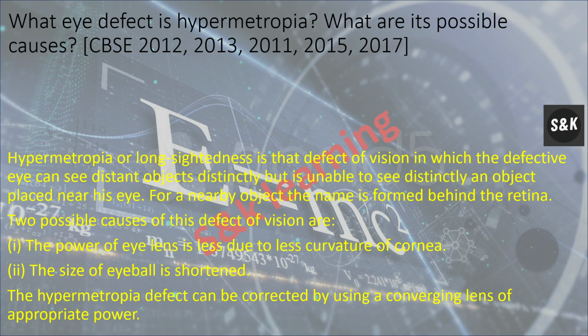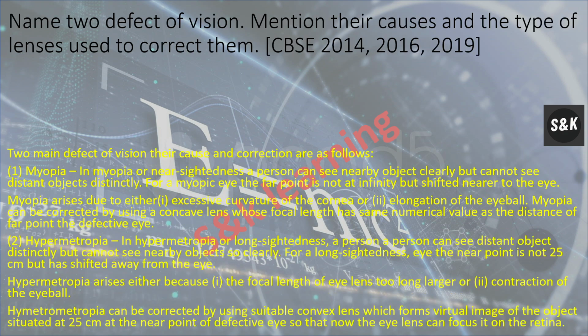What eye defect is hypermetropia? Name two defects of vision, mention their causes and the type of lens used to correct them. Two main defects of vision and their correction are as follows.